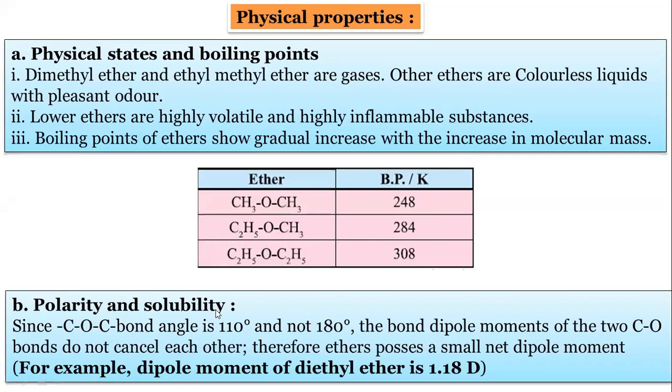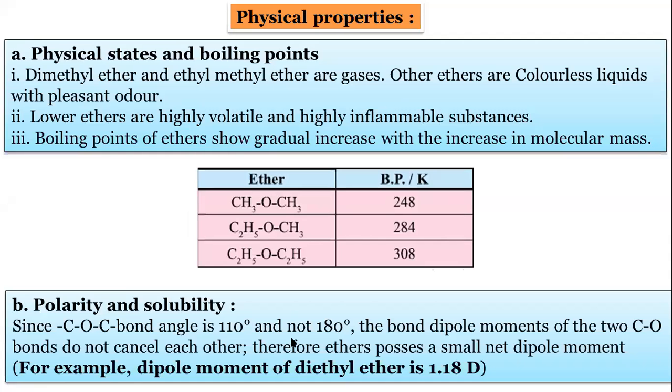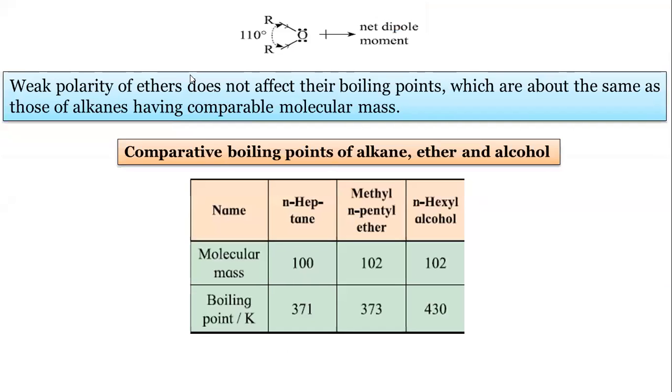Polarity and solubility. Since the C-O-C bond angle is 110 degrees, we can see here this C-O-C bond angle is 110 and it is not 180. So the bond dipole moments of the two C-O bonds do not cancel each other. Therefore, ether possesses a small net dipole moment. The small net dipole moment is 1.18 D. These dipole moments are actually responsible for the solubility and polarity. So, ethers are weakly polar in nature.